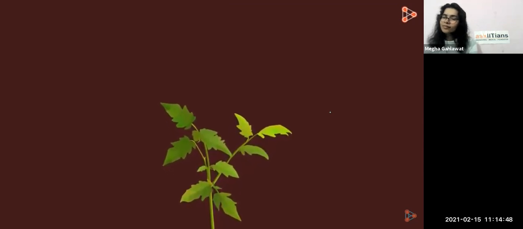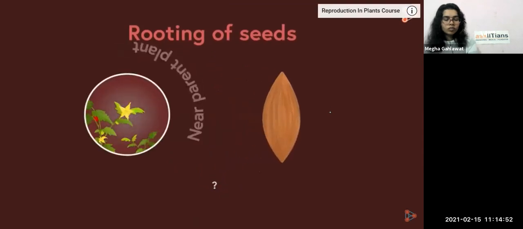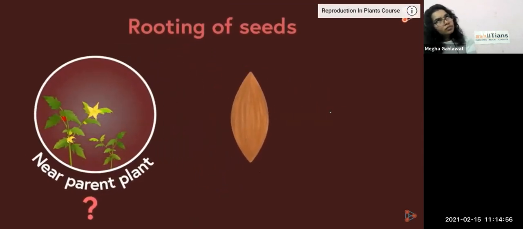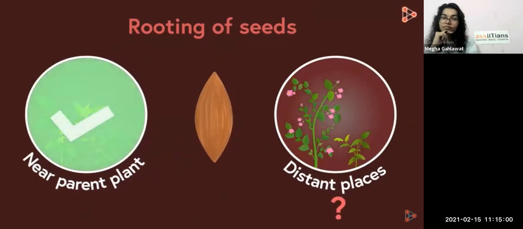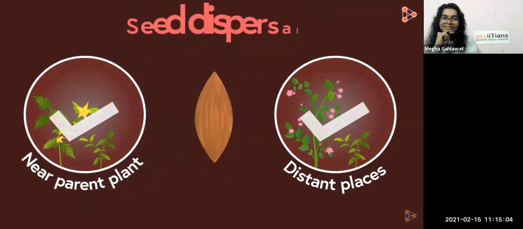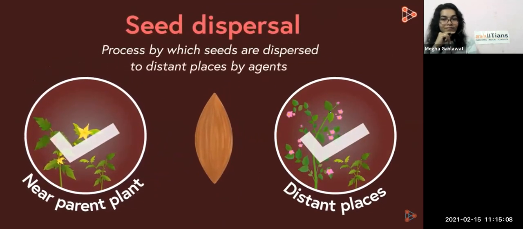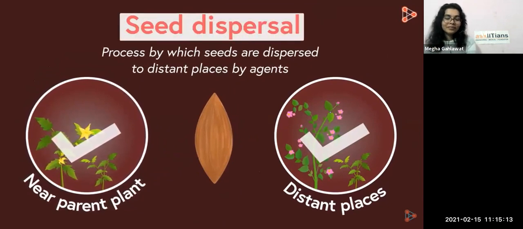But now the question arises, how are these seeds fixed in the soil? Do they always get rooted near the parent plant from where they arise? Or sometimes at distances as well? Seeds can be dispersed to nearby or distant places as well, all thanks to the process of seed dispersal. The process by which seeds are dispersed to distant places by various agents is known as dispersal of seeds.